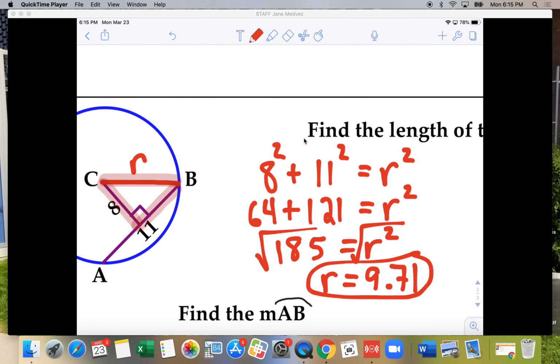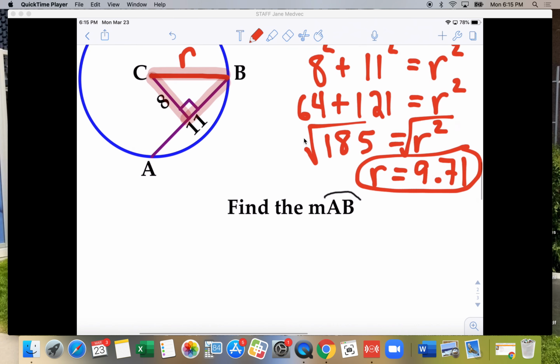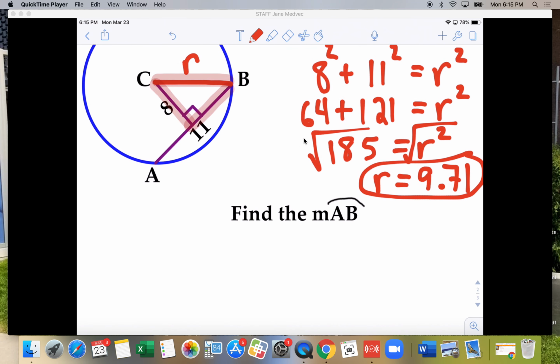Okay? So again, using the Pythagorean theorem, which is awesome. Okay? But now what do I do to find arc AB? So this now is taken a different step. So I'm going to erase what I have here, and it's asking me to find arc AB, this right here. And so I need to take a look at this whole entire thing.